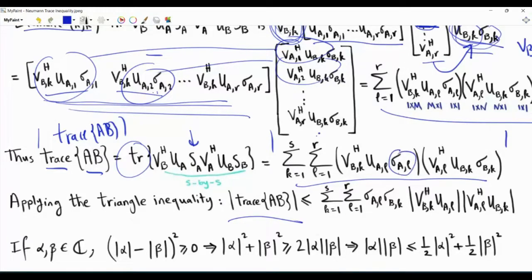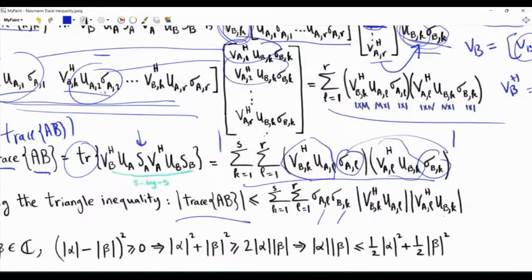Just note that this is a scalar, and this is also a scalar. These guys are the strictly positive singular values of matrices A and B respectively. And so those are real valued positive quantities. And so, basically, the magnitude of, for example, sigma A_k is just itself, and the same for sigma B_k. And so when the magnitude is applied, it's applied to this inner product, and it's applied also to this inner product here. Okay, so that's the first step.